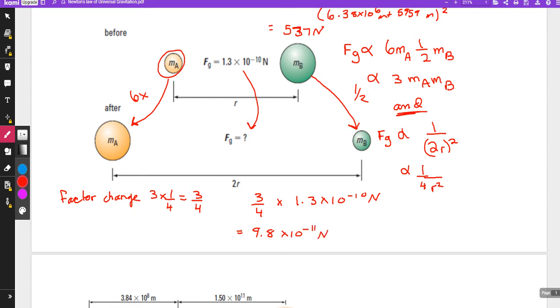Just like that. So if you are curious on how to do something like that, I know there's a practice problem in the book and there's also one in your assignment. So if you are having issues, ask away, but you're just going to set up the FG in proportionality to the masses first, then the distance, then you're going to relate that factor change together and multiply it by the FG.